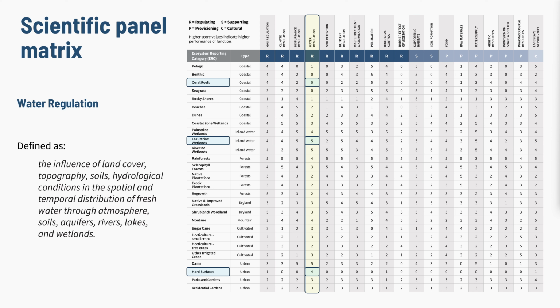So for example, coral reefs don't contribute directly to terrestrial freshwater regulation ecosystem function, and therefore have a performance score of 0 out of 5. Lacustrine wetlands, on the other hand, are among the most important ecosystem types in performing the water regulation function, and therefore they have a performance score of 5 out of 5. You'll note that water regulation is one of the only ecosystem functions being performed by hard surfaces, such as pavement, concrete, compacted gravel, and similar.